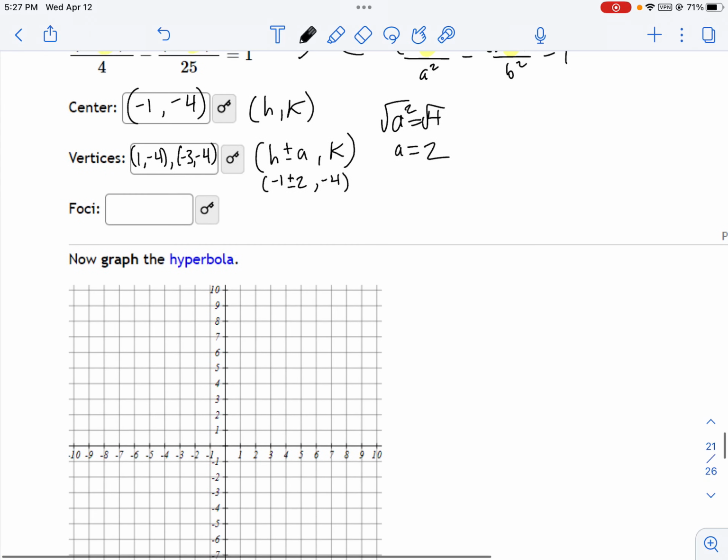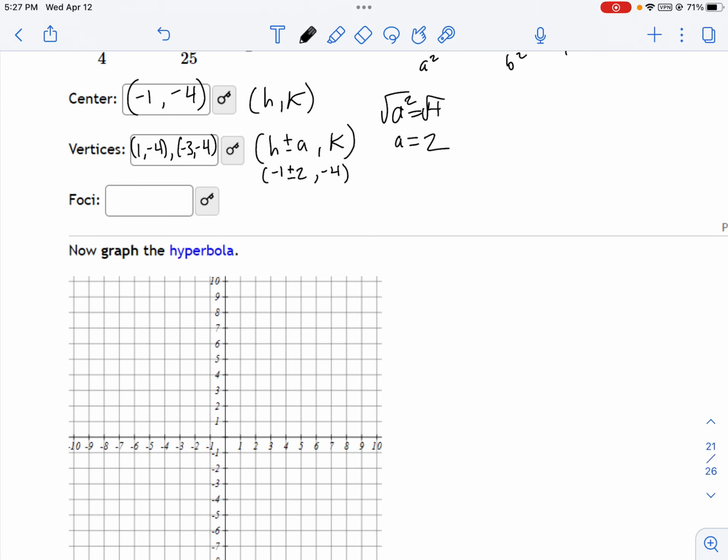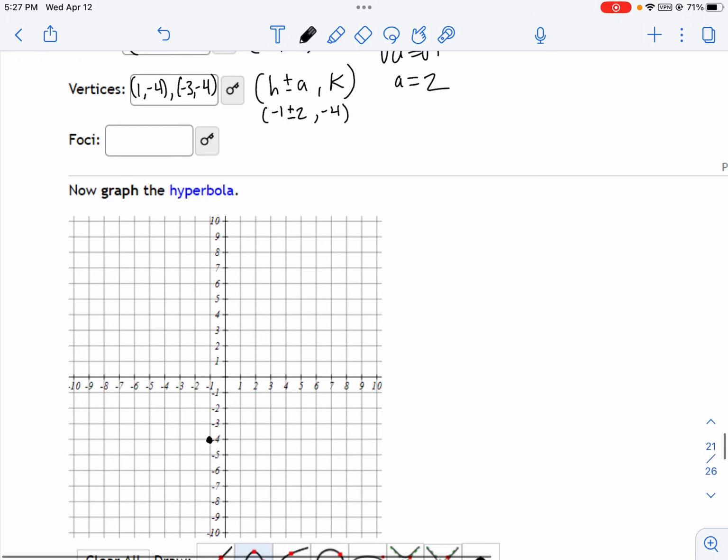So essentially what we have, let me graph some of these down. So we have negative 1, negative 4 as a vertice. Sorry, negative 1, negative 4 is the center. I do not know why I just struggled on that one. And then we have 1, negative 4 as our vertice, and then we have negative 3, negative 4 as our other vertice. Okay? And we know the hyperbola is doing something like that, right?